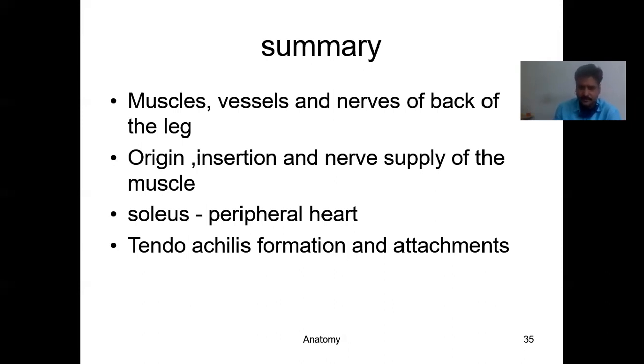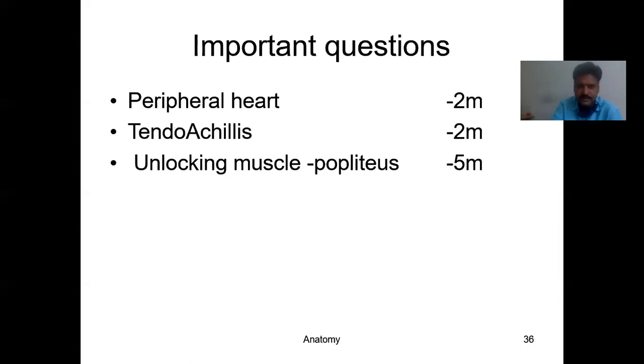The tendo-Achilles, its formation and attachments. The tendons of the three superficial strata muscles unite, forming the triceps surae. That's why it is always called triceps surae. That forms the strongest tendon, called the tendo-Achilles. It is attached to the calcaneum. So these are the questions expected from the back of the leg. Mainly the peripheral heart is for 2 marks, the tendo-Achilles for 2 marks, and the unlocking muscle, popliteus, for 5 marks.